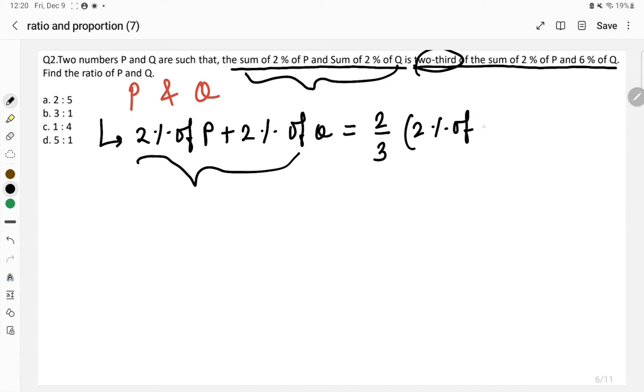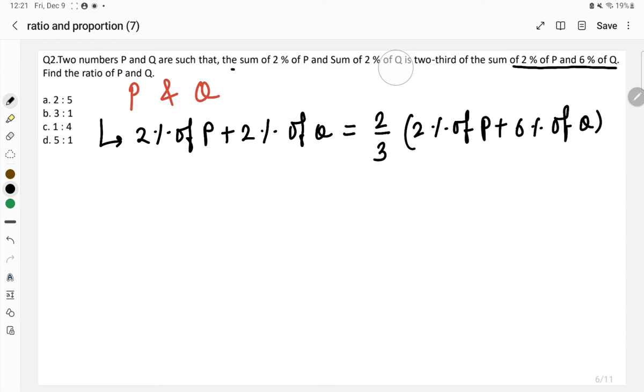2% of P, 6% of Q. Now we have derived the particular equation from this question, right? 2% of P plus 2% of Q is equal to 2/3 of 2% of P plus 6% of Q.